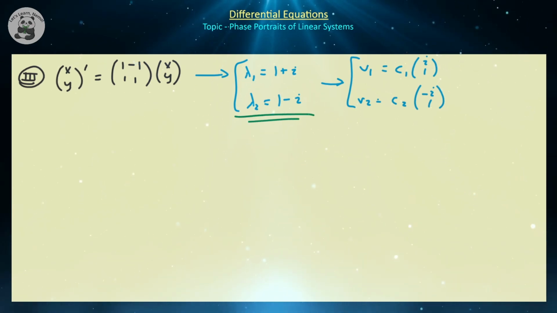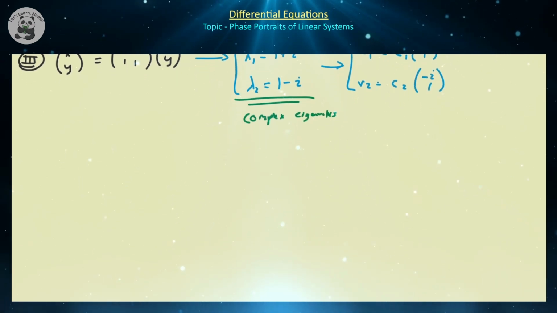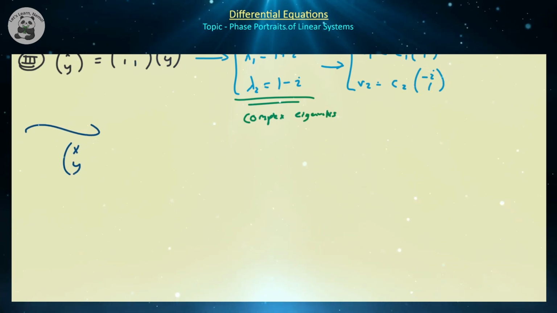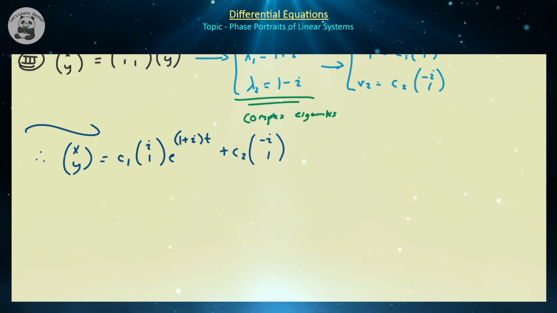So notice that what we have here is complex eigenvalues. For saddles, sources, and sink nodes, notice that both of them were real, either both positive, both negative, or opposite signs. So when we have this, well, what does our solution look like? Because this is a little interesting. So our solution will be equal to C1 (i, 1) e^((1+i)t) plus C2 (-i, 1) e^((1-i)t).